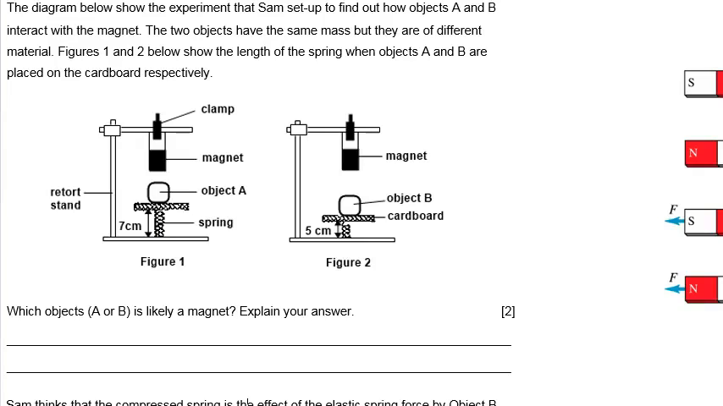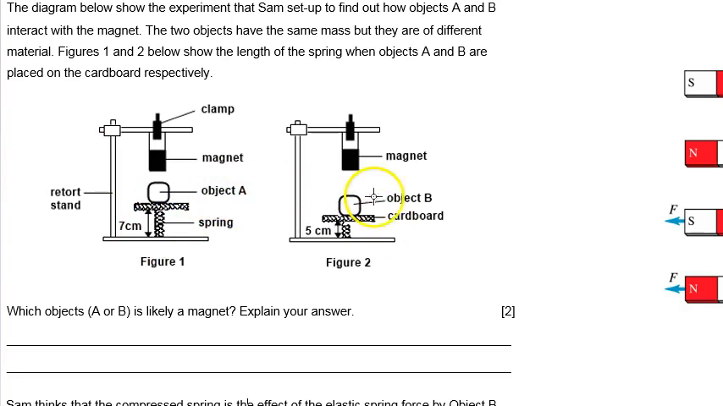Okay, so the diagram below shows the experiment that Sam set up to find out how objects A and B interact with the magnet. So the two objects have the same mass. So if the two objects have the same mass, therefore if you were to put the same two objects with the same mass on the same spring, then the compression should be the same, right? In figure 1 and figure 2, however, this is more compressed than this, so there's another force acting on that.